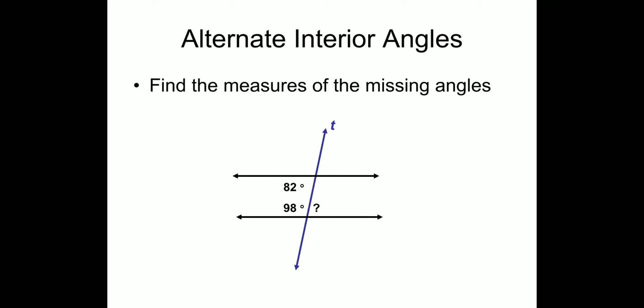Now we can find the measure of the missing angles using alternate interior angles. In place of the question mark, what should come? With alternate interior angles, this formula you should use, which are opposite and congruent to each other. So in place of the question mark, 82 degrees will come. So this is also the same.